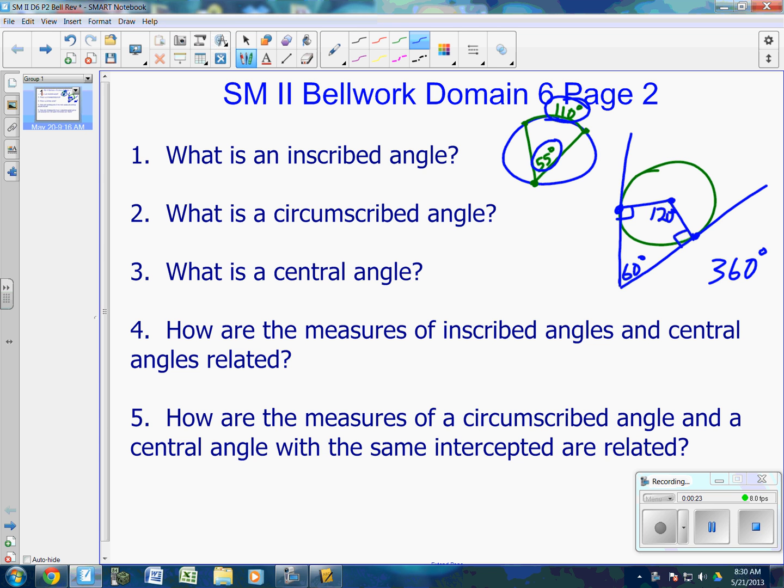On a circumscribed angle, it's made up of two tangent lines, and the radius drawn to the point of tangency creates a 90-degree angle right here and right here. And so what we learn is that the central angle and the circumscribed angle are supplementary. Okay? So you got to remember that those two angles are going to be supplementary. That will be on the test.